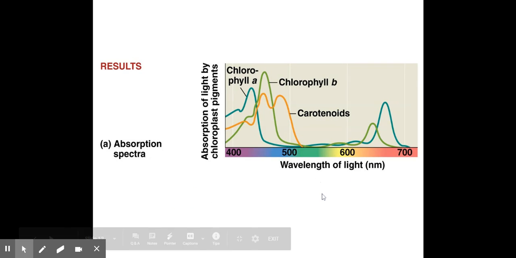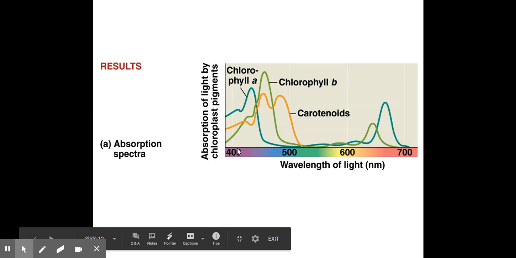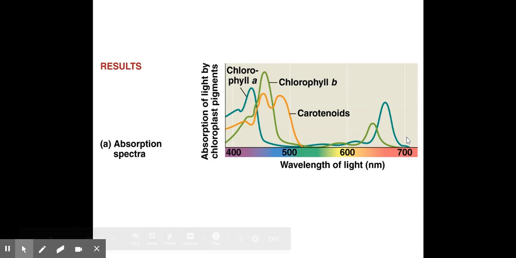If we were to graph these things out, this is the data that we would see. So here is our purple and violet towards the 400 nm, all the way up to the red towards the 700 nm. And there are the three different pigments that are the main players. Again, chlorophylls are mostly the main players. Carotenoids are just another one that's kind of in there that occasionally plays a factor into this.